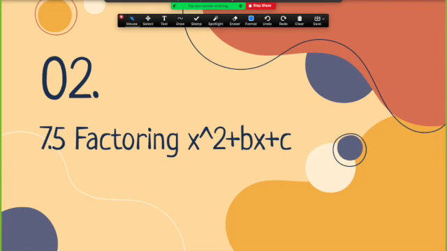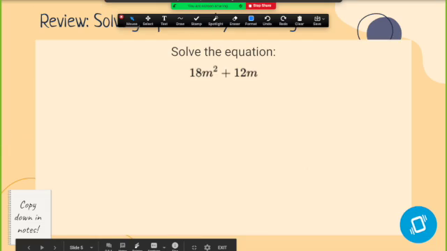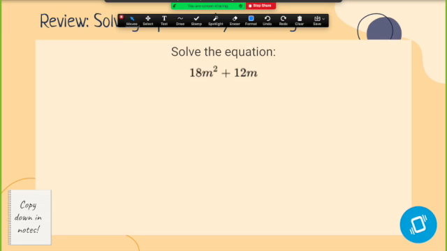Hi guys, so today we're going to be looking at Chapter 7, Section 5, Factoring x to the power 2 plus bx plus c. So let's start off with review. The question is asking you to solve the equation 18m to the power 2 plus 12m. So I'll give you a few minutes to do that on your own first.